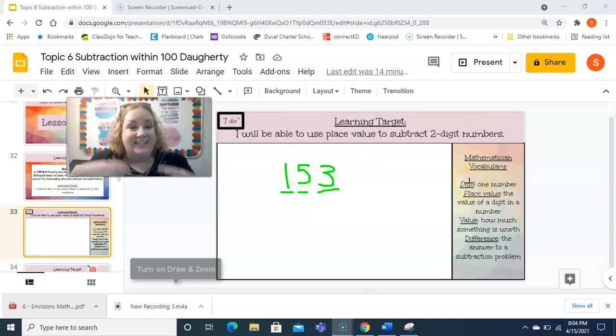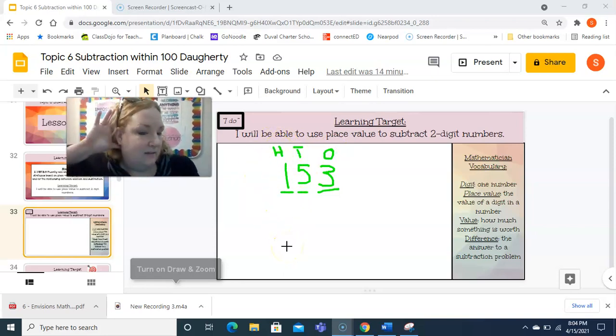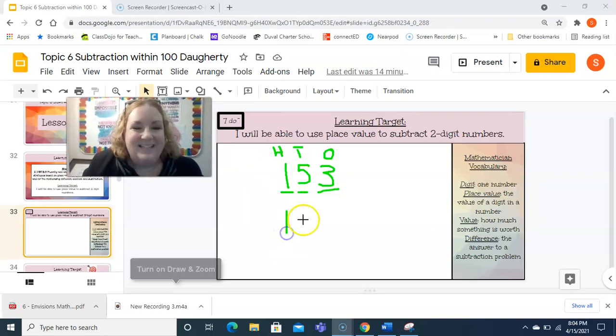Great job. That leads us into our next vocabulary word, place value. Place value is the value of a digit in a number. So the value of a digit in a number goes back to hundreds, tens, and ones. If I look at the 1, what is the place value of the 1 in the hundreds place? I would allow a student to answer. Absolutely, it's 100. High five.